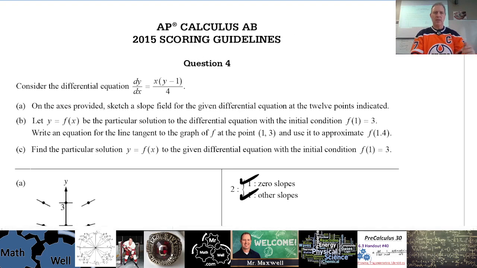Let y equals f of x be the particular solution to the differential equation with these initial conditions. F of 1 equals 3. Write an equation for the line tangent to the graph of f at the point (1, 3) and use it to approximate f of 1.4. So there's a few layers to this one, right?